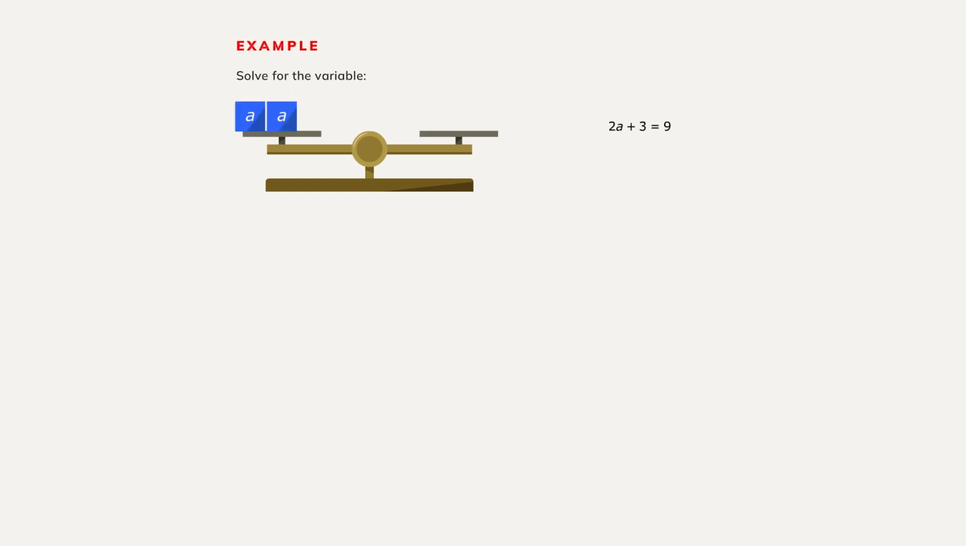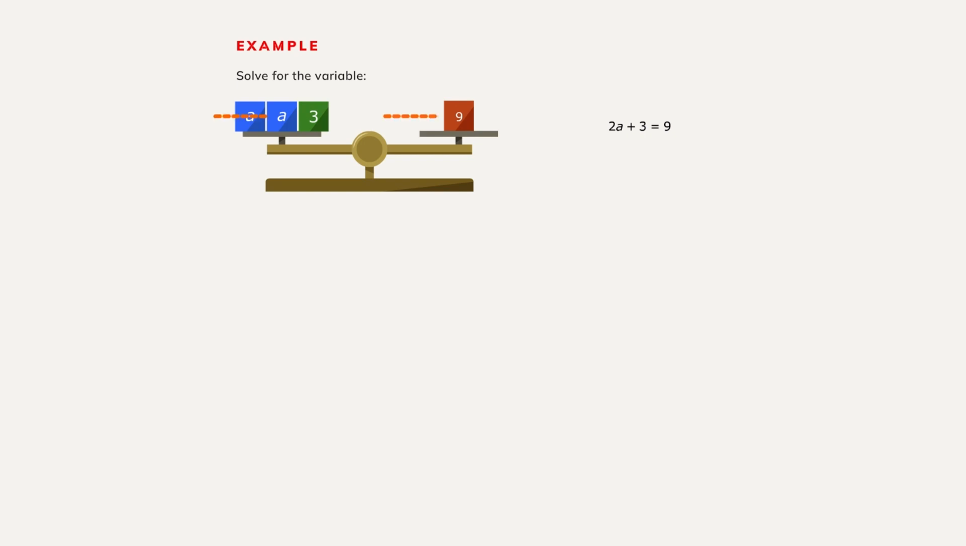Now, before we jump right away into how to solve this, let's consider how this would look on a balance scale. We have two a's and a 3 on one side, and 9 on the other. Good. And now we have to remove blocks to get down to a single a on one side, all the while remaining balanced. So, how do we do that?